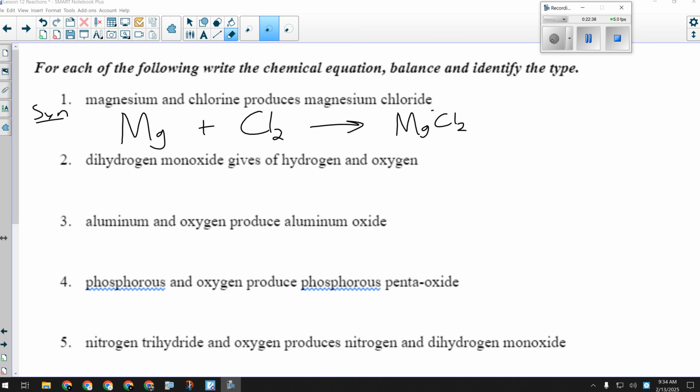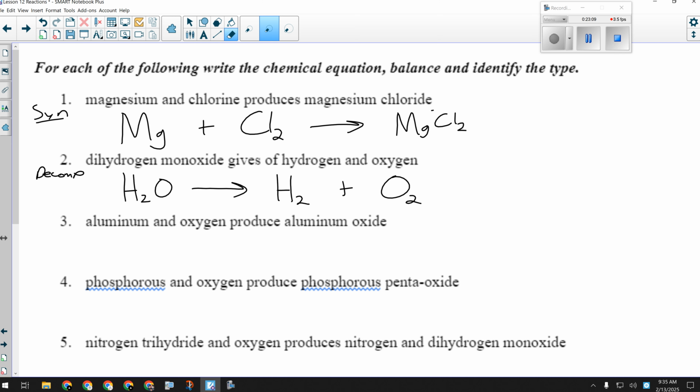Okay guys, let's have a look at number 2 here. So dihydrogen monoxide is the technical way of saying this stuff. Okay, water, right? And it gives off hydrogen and oxygen. So arrow, hydrogen, special element, oxygen, special element. Okay, important to know those ones. And then we just have to tell me the type. It's a decomposition reaction.